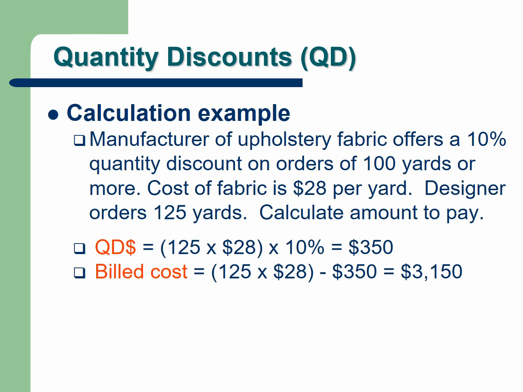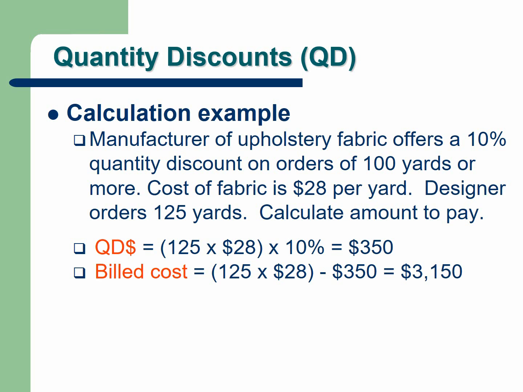Alright, so let's calculate the quantity discount dollar first. It's 105 yards and $28 per yard, so that will be 125 times $28. That would be the invoice cost if there was no quantity discount. Then 10% of that will be discounted as a quantity discount because the designer's order met the minimum requirement for quantity discounts. So that is a $350 quantity discount.